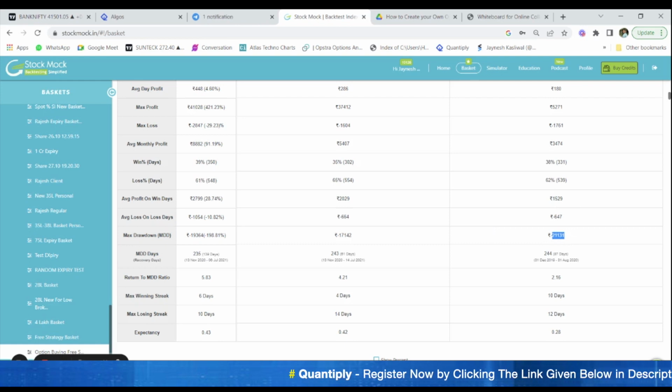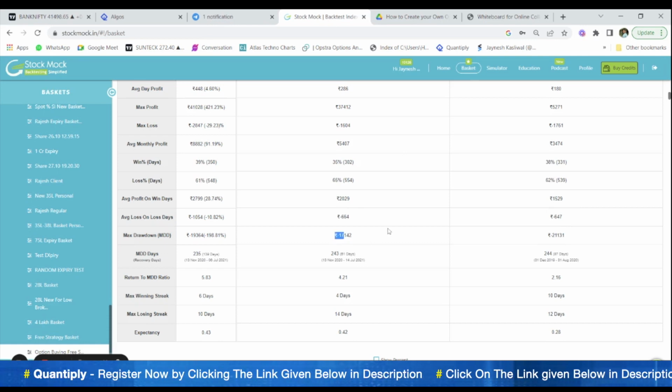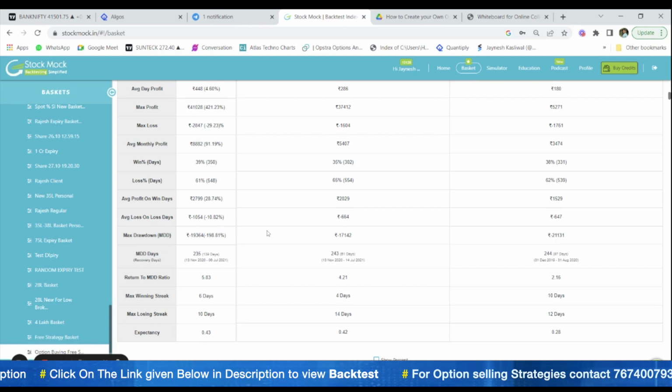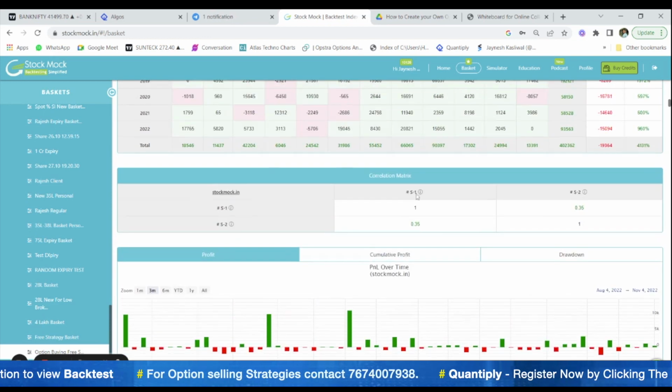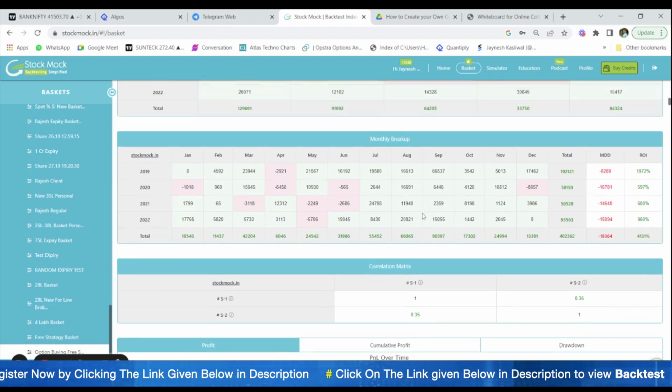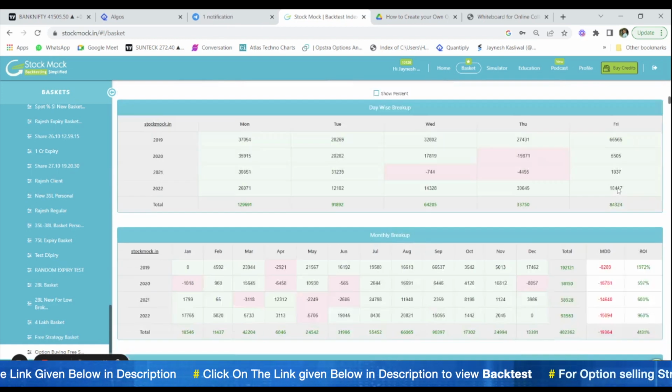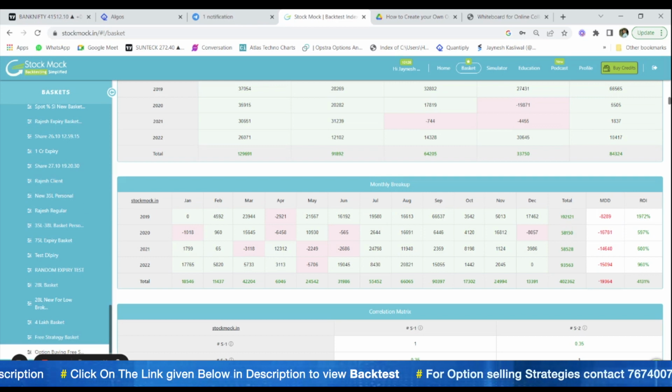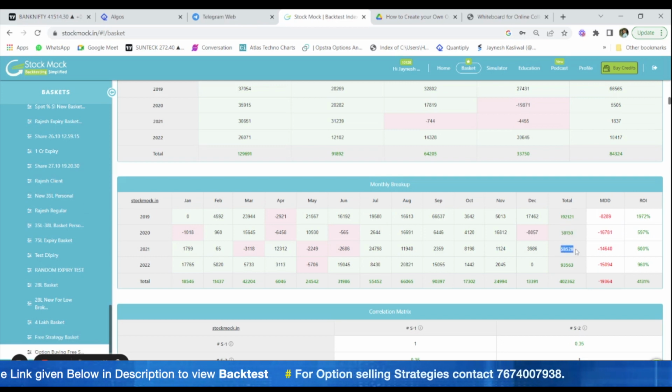These probably have no correlation or lesser correlation, and you can assume that when this is going in drawdown, this is probably making profits, and hence the MDD is lesser than 20,000 rupees and not adding up, right? If you look at the correlation matrix here, you can see that the correlation is okay, not that great. We want a correlation lesser than 0.2, so that it is a very uncorrelated basket that we can design, right?